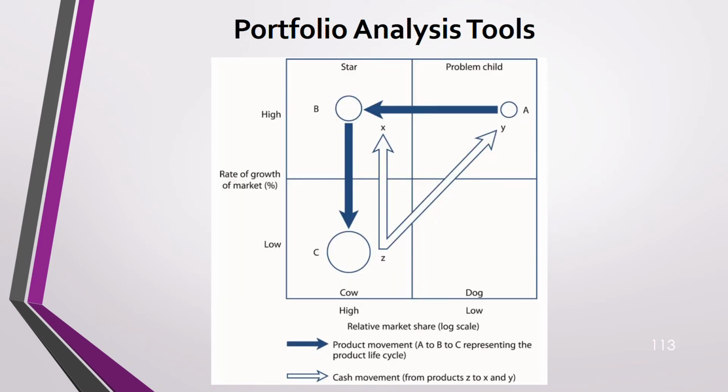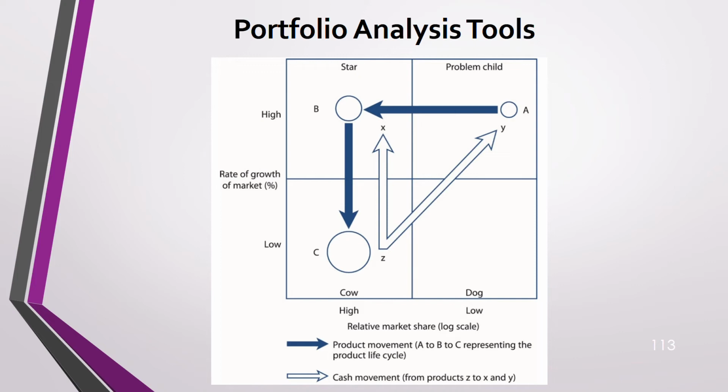See this. This will help you to understand the position better. If you see the dark blue arrows, that is the product movement from A to B to C. This is the ideal position, remember. A to B to C. A means problem child, then it becomes a star, then it falls down to cash cow. So this is an ideal position which it goes through.